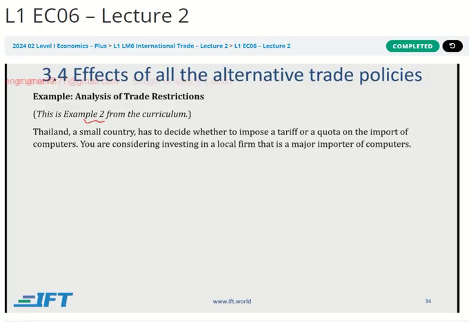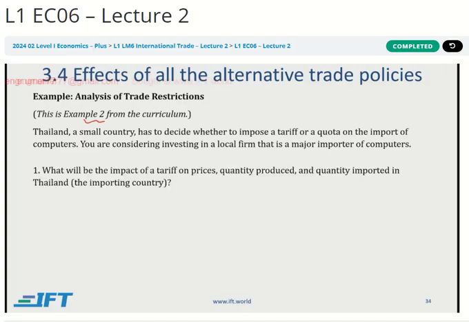So let's start with the first one, that Thailand is a small country and has decided to impose a tariff or a quota on the import of computers, and you are looking to invest in a local firm which is an importer of computers. So naturally, if a tariff is placed or a quota is placed, the business of this firm in which you are investing or looking to invest in is going to get impacted.